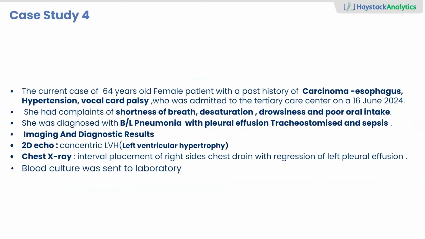Next slide, please. There is another case, a 64-year-old female patient with a past history of carcinoma of the esophagus, hypertension, and vocal cord palsies. She had shortness of breath, desaturation, drowsiness, and poor intake, bilateral pneumonia, and pleural effusion. Tracheostomy was done, with sepsis. Imaging shows left ventricular hypertrophy on chest X-ray. There is an interval placement of a right-sided chest drain with irrigation of the left pleural effusion, and blood culture was sent to the laboratory. Next.